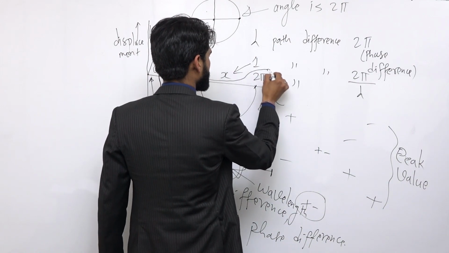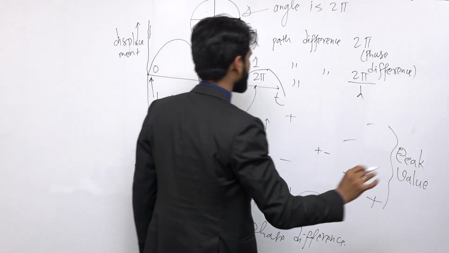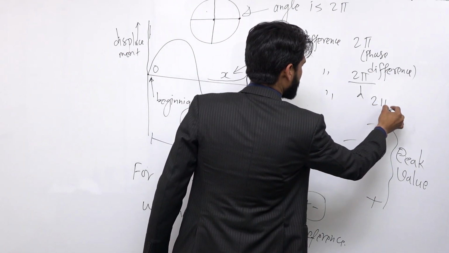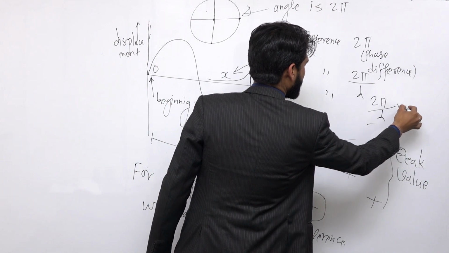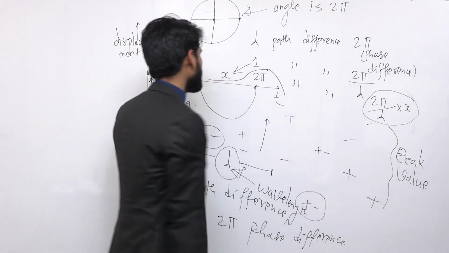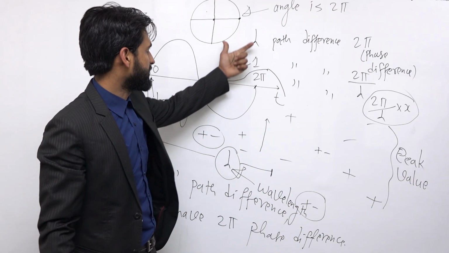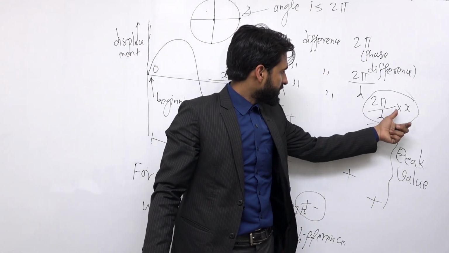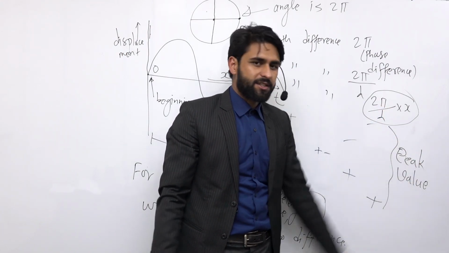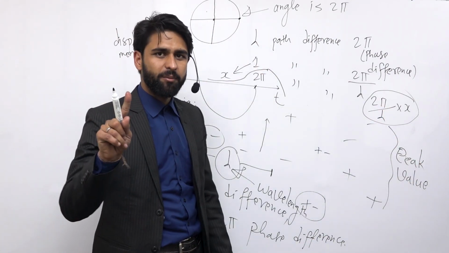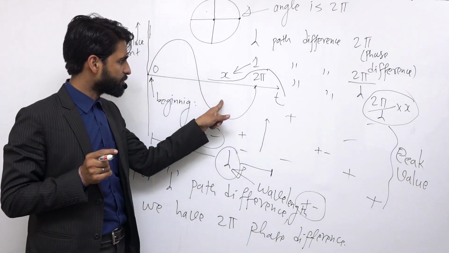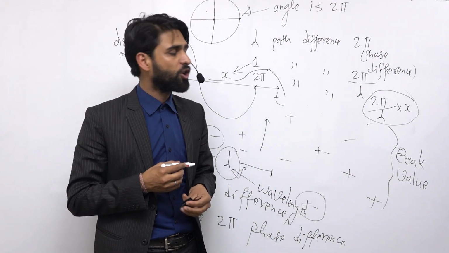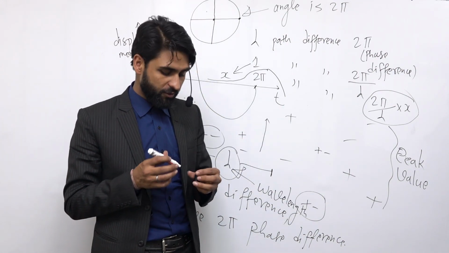So if I've got, let's say here, I write here, x path. X path difference, there is 2 pi by lambda multiplied by x. So whenever there is x path difference associated with wave, the phase difference is 2 pi by lambda multiplied by x. We can consider this for the single wave too, and we can consider this when there is the interference of two waves, superposition of two waves.